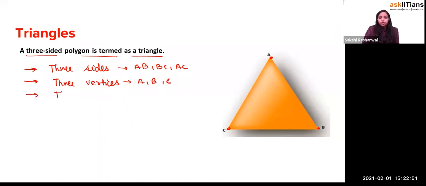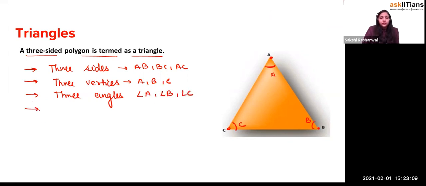And it has 3 angles. Yes or no? It has 3 angles. So what are the angles? This is angle A, this is angle C, this is angle B. So this is angle A, this is angle B, this is angle C. So the angles are angle A, angle B, angle C.